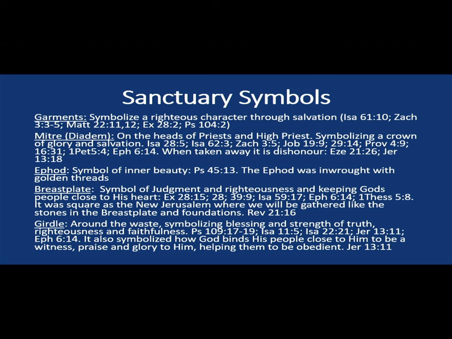The girdle, the sash that was put around in the different colors of blue, purple, scarlet, and white, is of course when Paul says, put the truth around the loins. So around the waist, symbolizing blessing and strength of truth, righteousness, and faithfulness that's bound around it. But it also symbolized how God binds his people close to him to be a witness, praise, and glory to him.